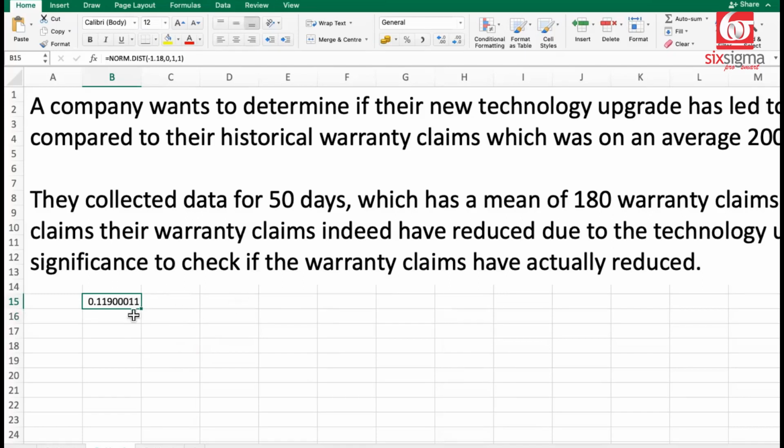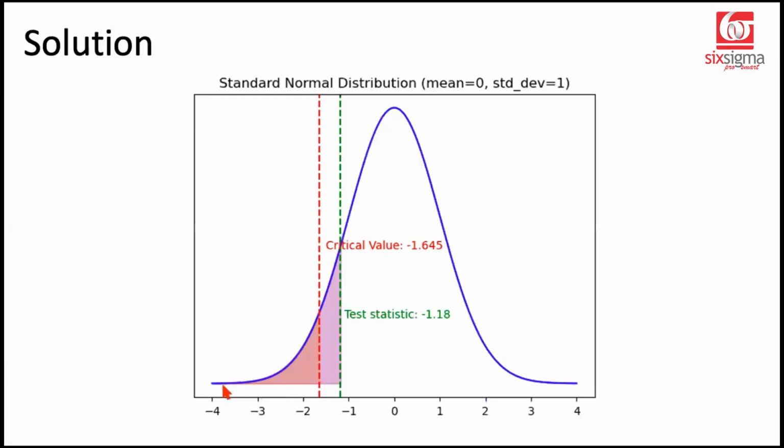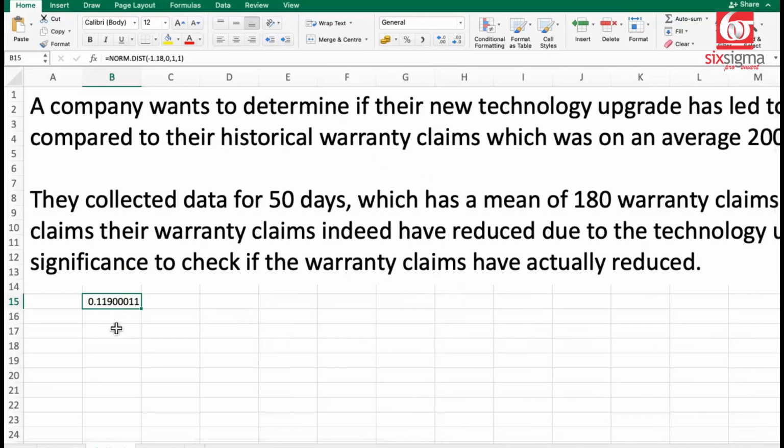Do we need to do a 1 minus here? Not really, because the area is already calculated from the left. So we don't need a greater than area here, and that's why we don't have to do a 1 minus. Now, the value that we calculated is 0.119. Obviously, 0.119 is greater than 0.05, which is our level of significance or alpha. So when the p-value is greater than alpha, we fail to reject the null hypothesis.